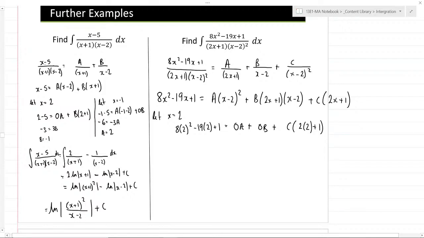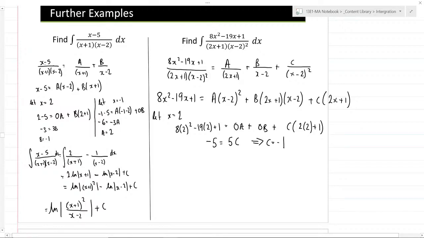If I substitute in on the left, what do I get? What is 8 times 2 squared minus 19 times 2? What's that left side equal to? Is it minus 5, yeah? Yeah, so minus 5 is equal to 5c, is it? So in which case, c is equal to negative 1. Yeah, everybody alright with that?